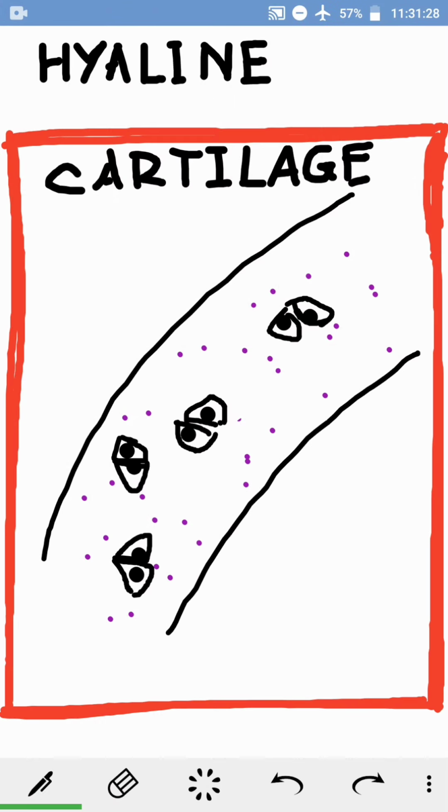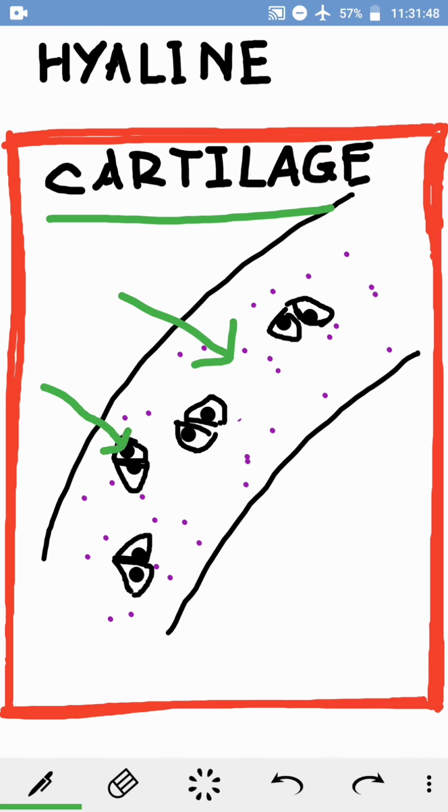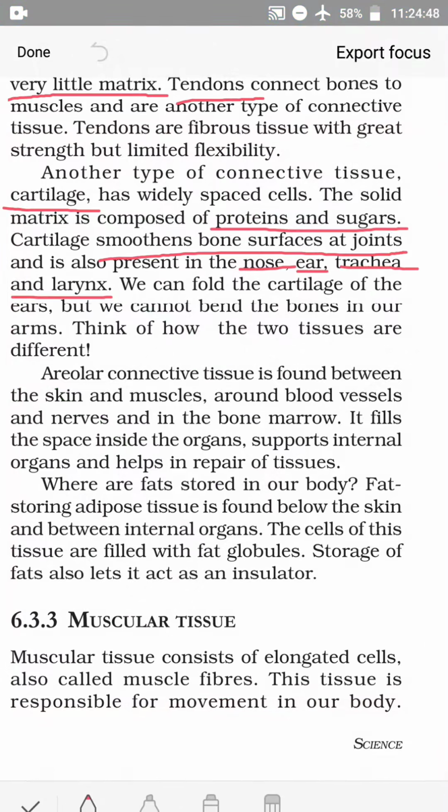Here you see, this is cartilage, hyaline cartilage. This is the matrix in which the cells are embedded. These cells are present in fluid filled spaces called lacunae. These are the black dots which I have drawn here. These are actually the cells, loosely spaced in this matrix. So this is cartilage.